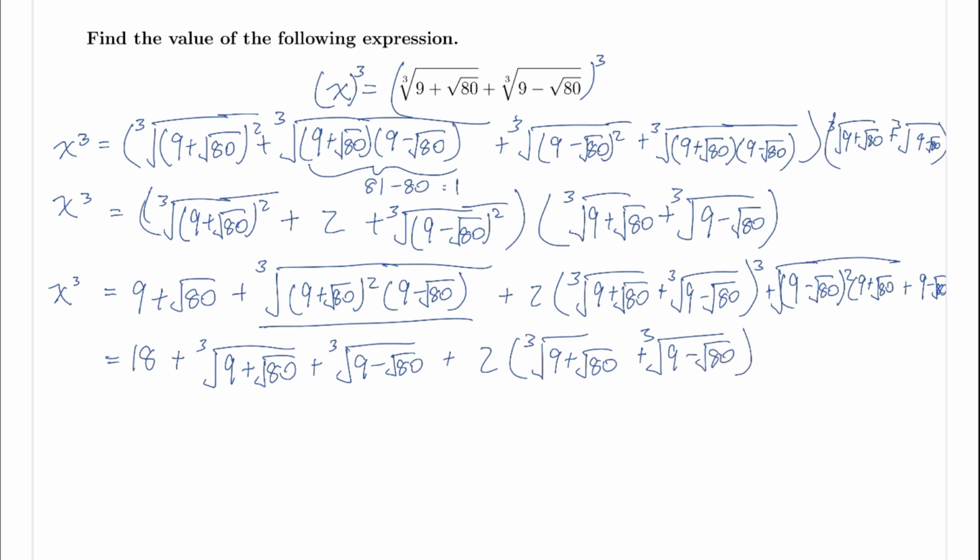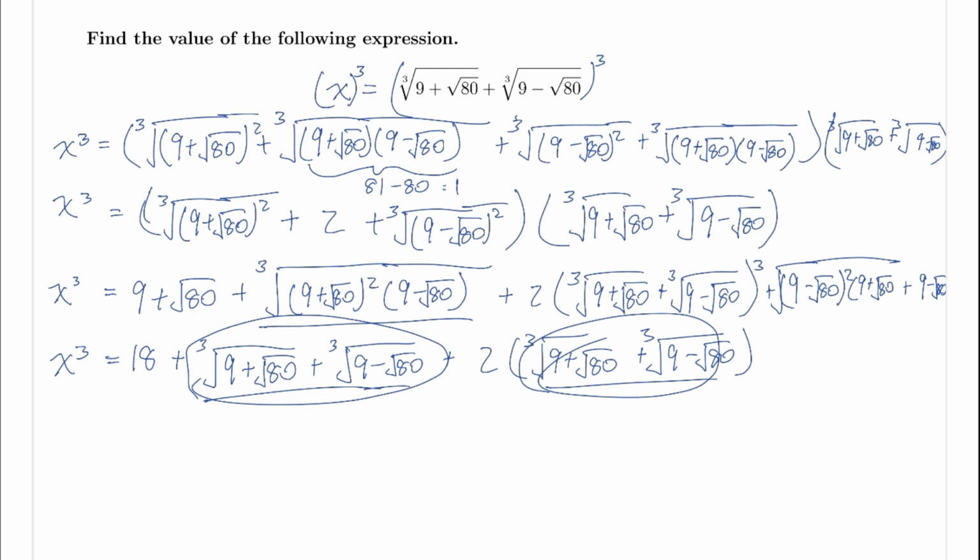We can see that this is actually just the same as this, so in fact, this and this are both just equal to x. So we can even do x cubed equals 18 plus 3x. And this is our simplified equation. Using this, we can just find the value of x. So x cubed minus 3x minus 18 equals 0.